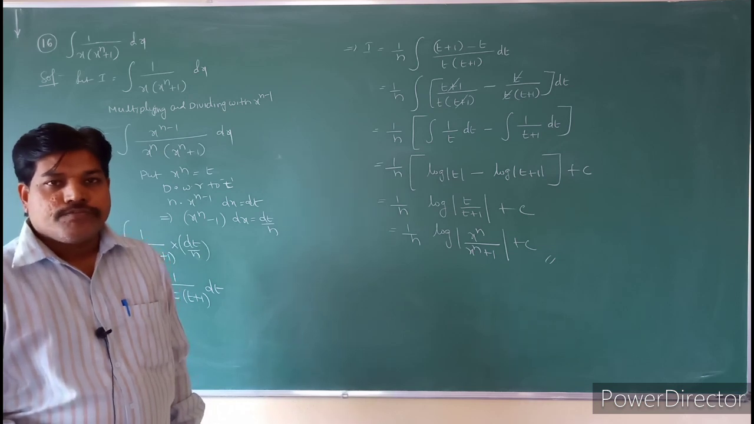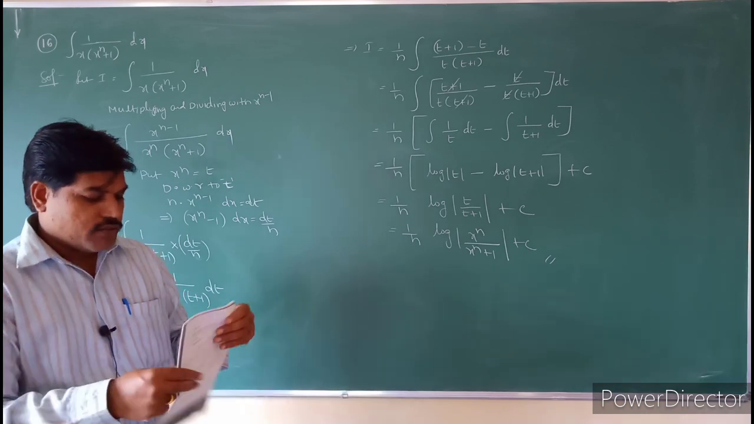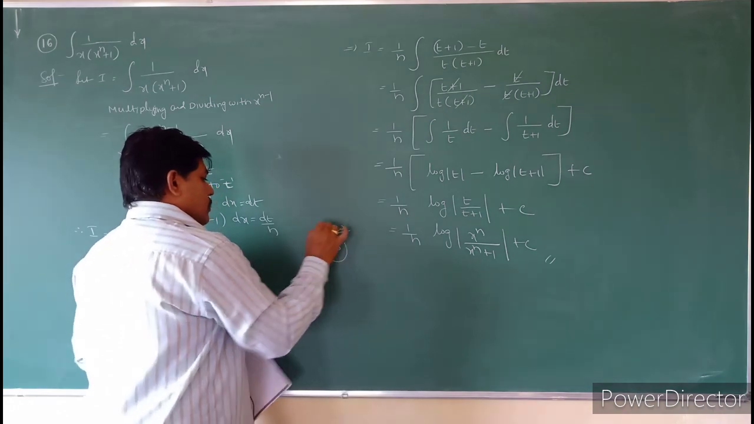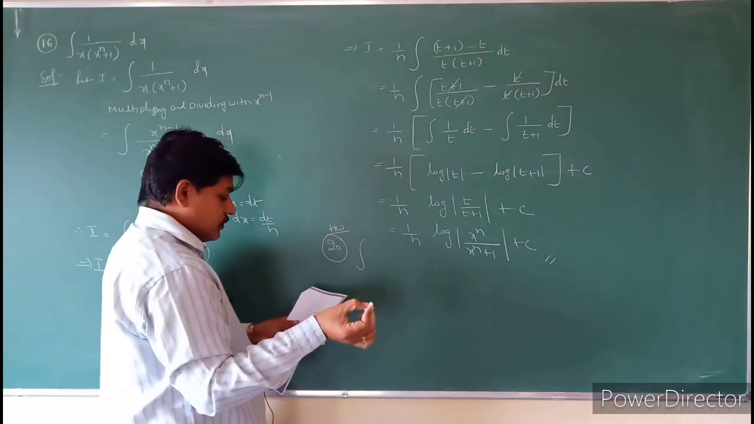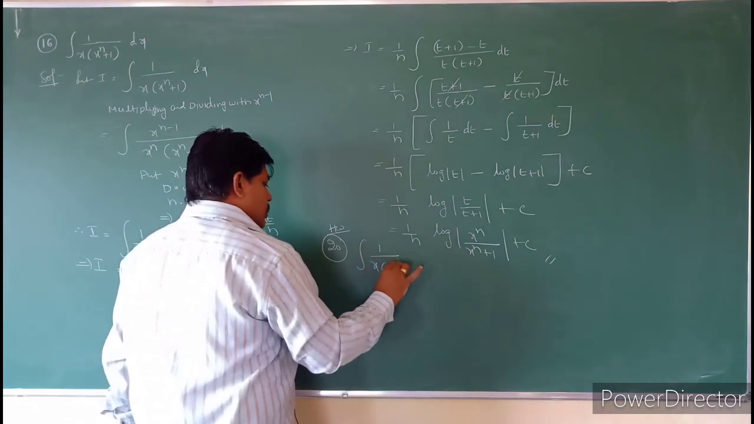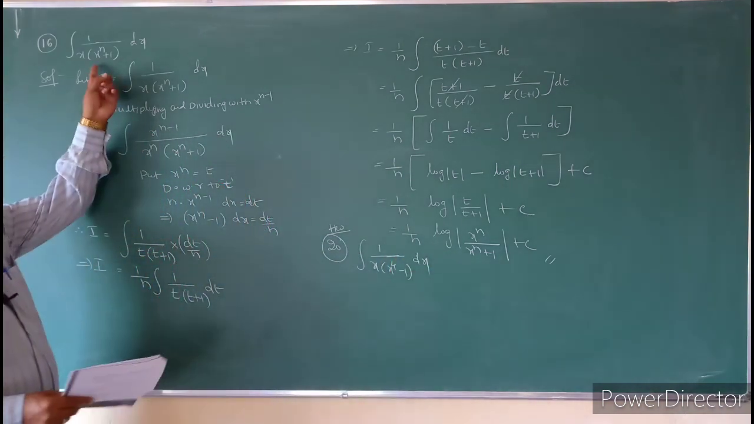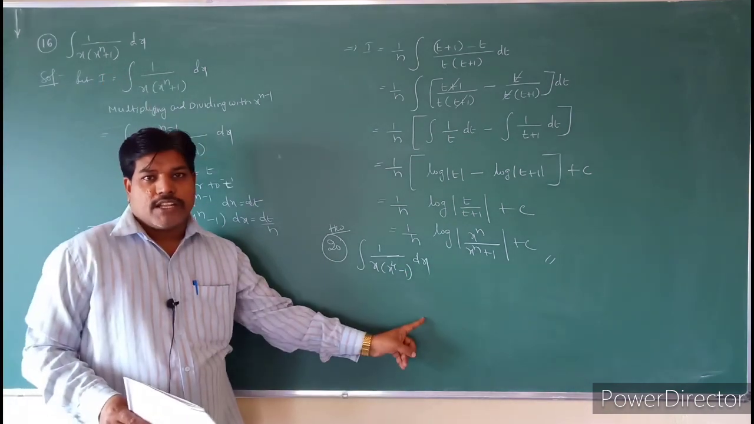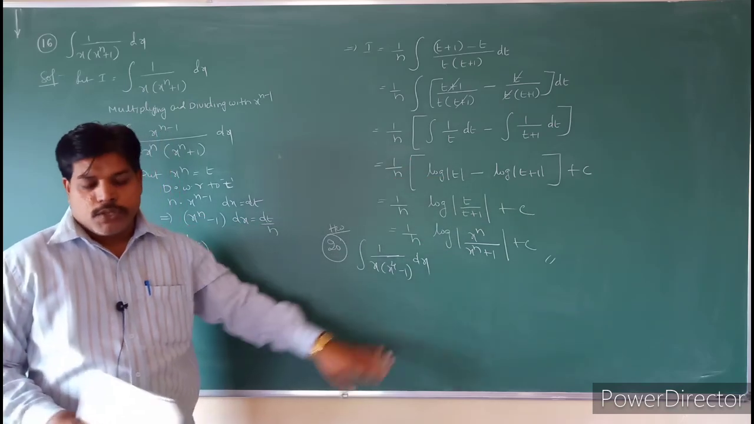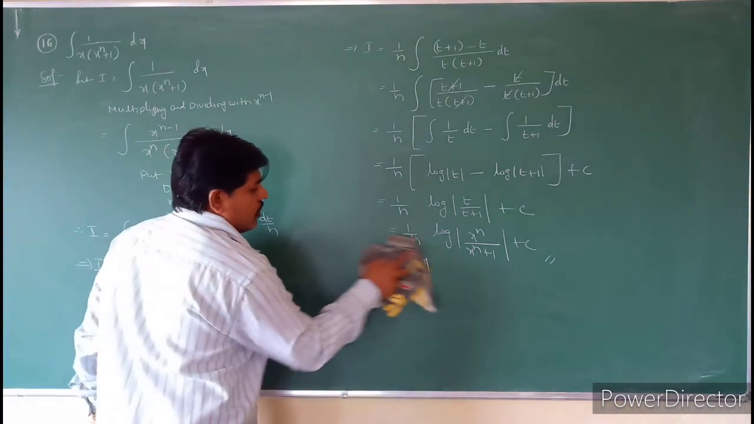All are understood, students? In the same model we have one more question, so you can try this question. Try question number 20. What is the same model question? Integral of 1 by x into x power 4 minus 1 into dx. Here it is x power n plus 1, here x power 4 minus 1, that is the difference. So the model is the same model. So try this question number 20.